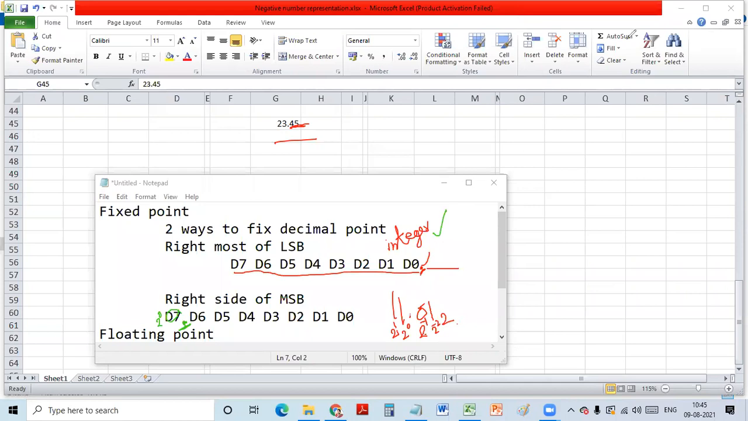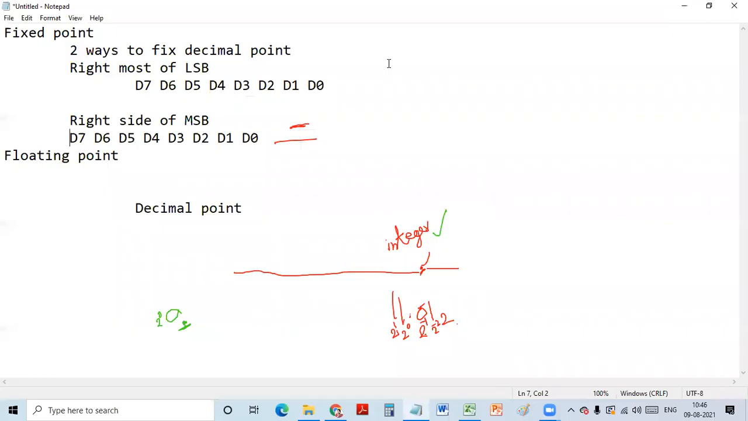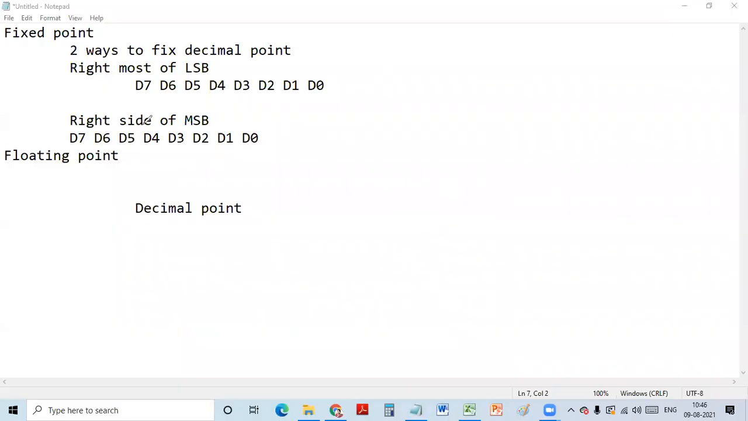Okay, so one more concept I want to introduce is overflow. See, when we are dealing with n-bit numbers and I perform any operation, let us suppose a simple case, addition.